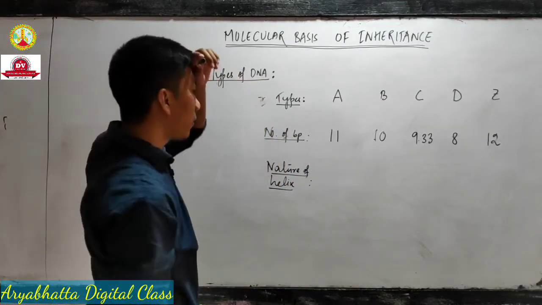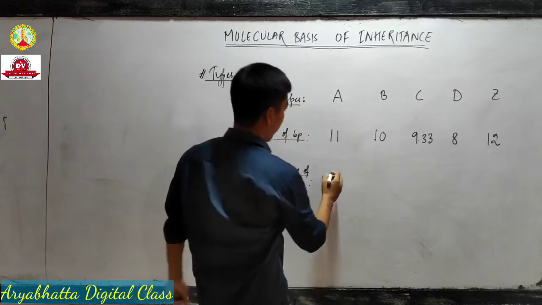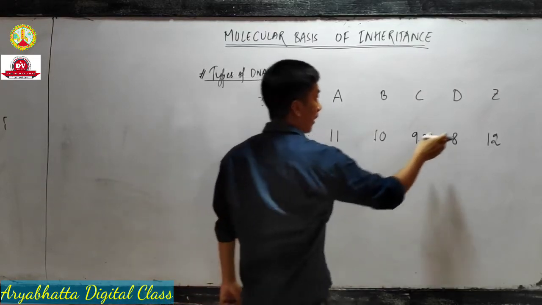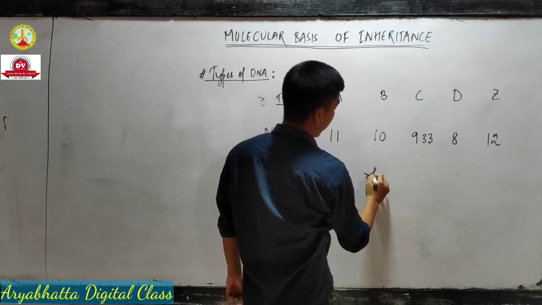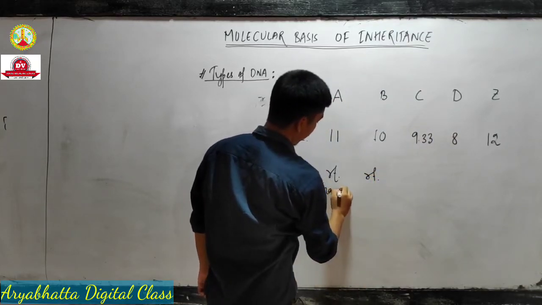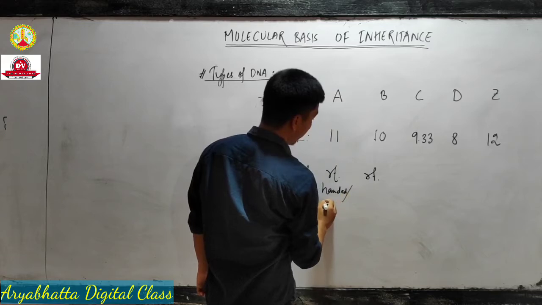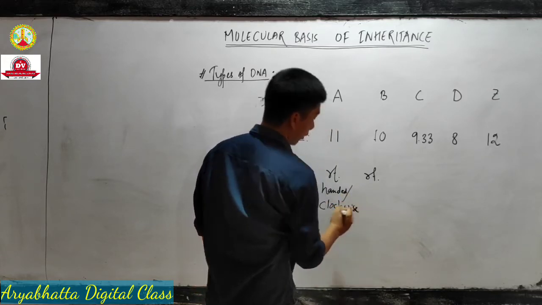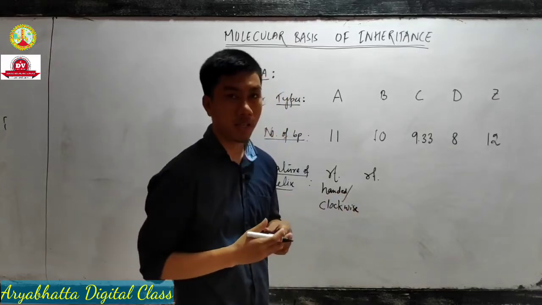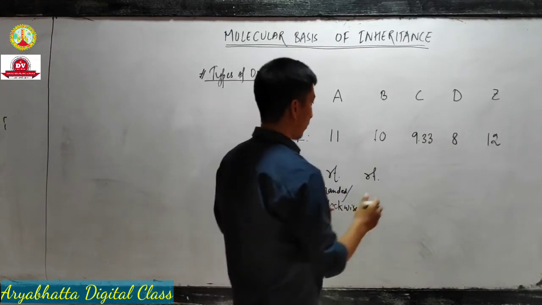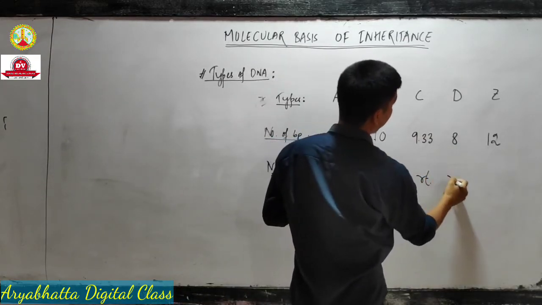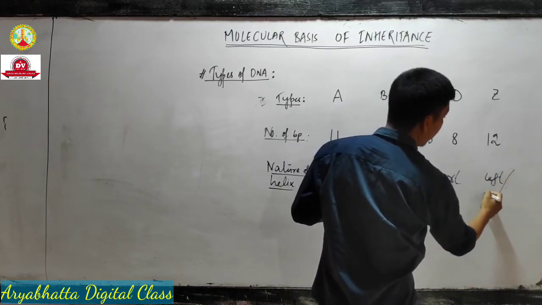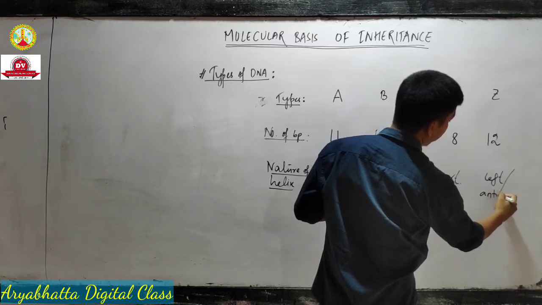On the basis of nature of helix, all the DNA are right-handed except Z DNA. When we say right-handed, that means the DNA moves in a clockwise direction. This is right-handed, this is also right-handed, and this will be your left-handed. Left-handed will be anti-clockwise.